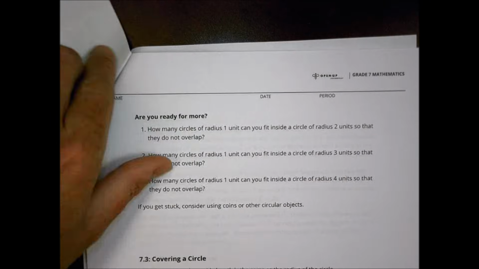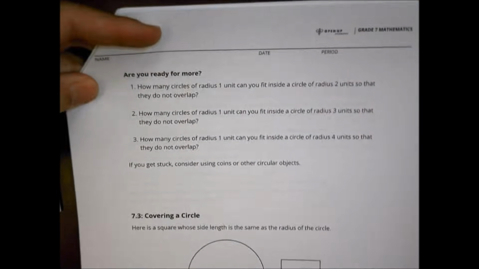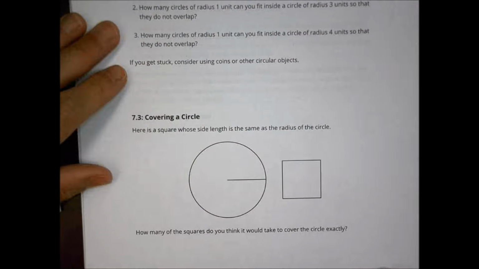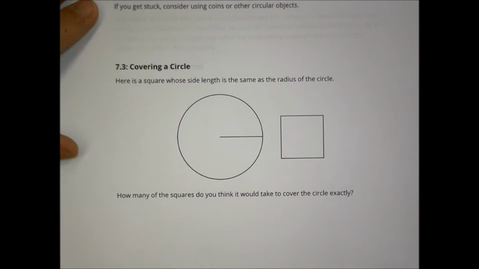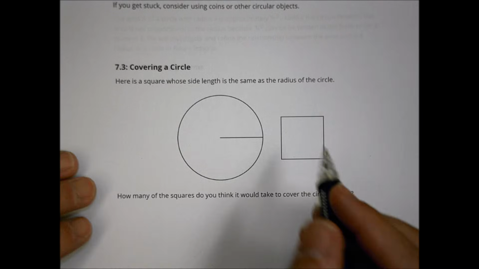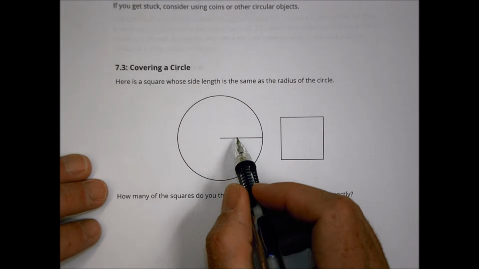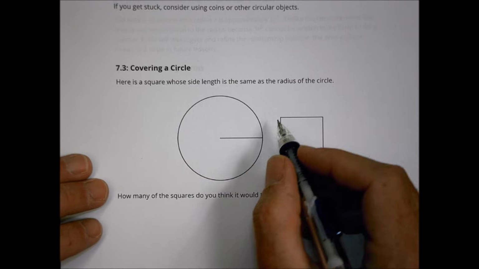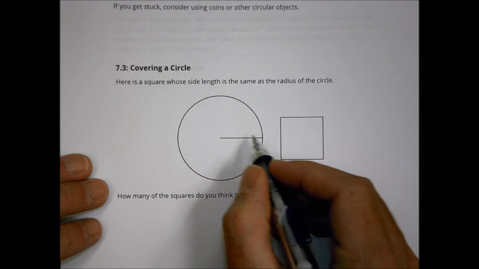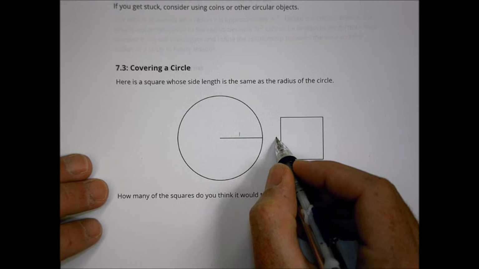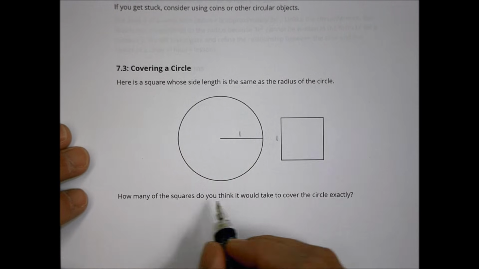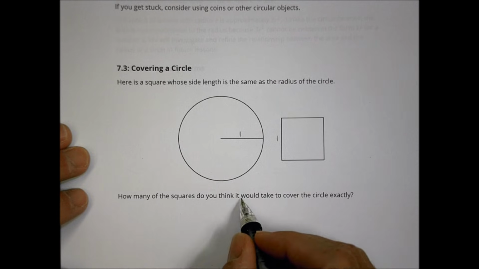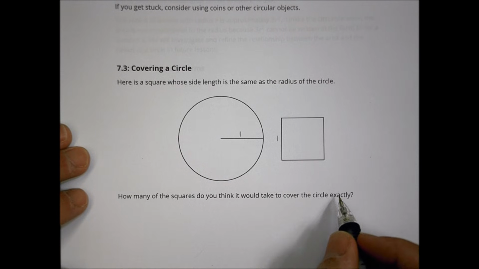Okay, so when we take a look then at 7.3 down here, we're covering a circle. It says here is a square whose side length is the same as the radius of a circle. So this length matches this length. We can call it 1 if you wanted to. Okay, it's 1 unit, just making that up. All right, 1 unit. How many of the squares do you think it would take to cover the circle exactly?